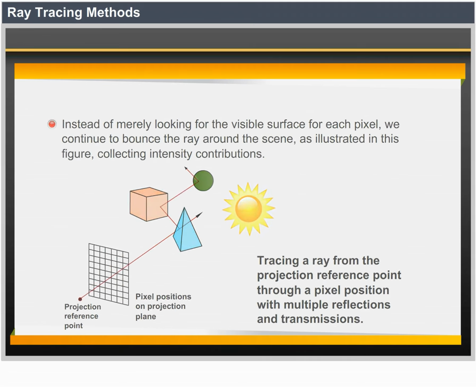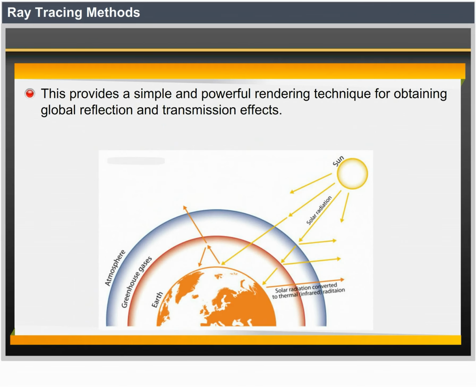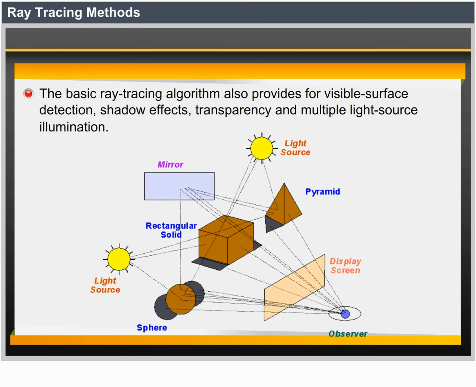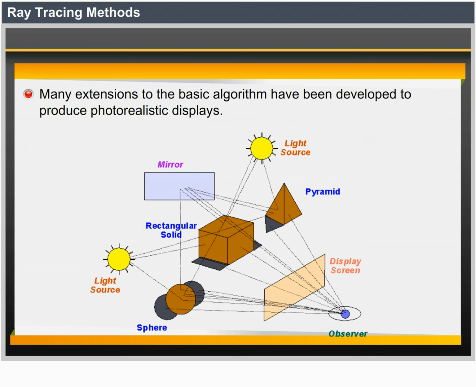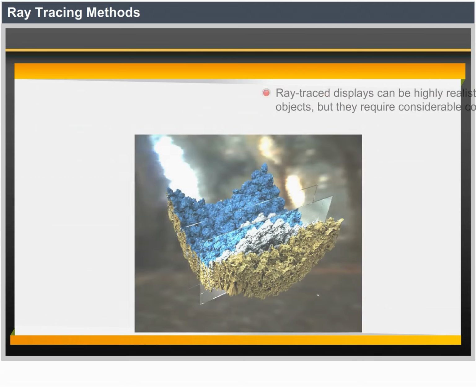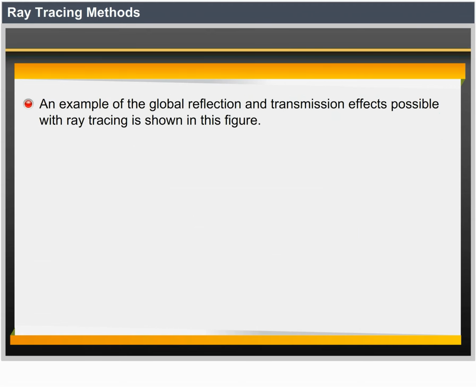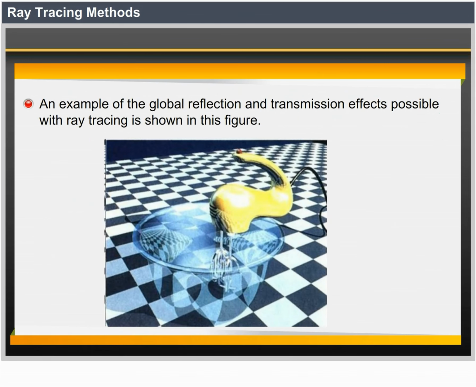This provides a simple and powerful rendering technique for obtaining global reflection and transmission effects. The basic ray tracing algorithm also provides for visible surface detection, shadow effects, transparency, and multiple light source illumination. Many extensions to the basic algorithm have been developed to produce photorealistic displays. Ray traced displays can be highly realistic, particularly for shiny objects, but they require considerable computation time to generate. An example of the global reflection and transmission effects possible with ray tracing is shown in this figure.